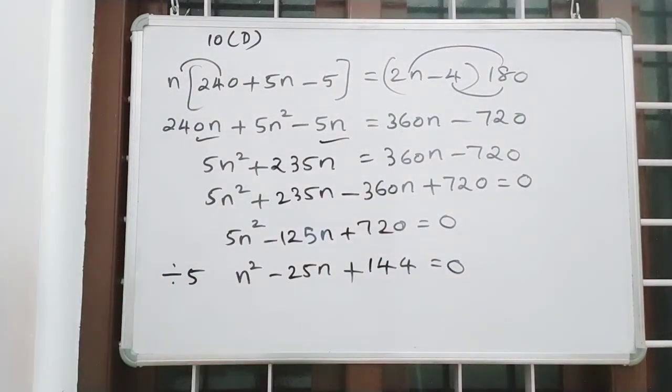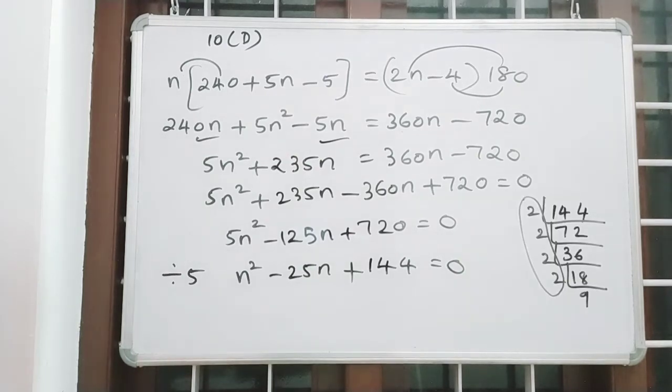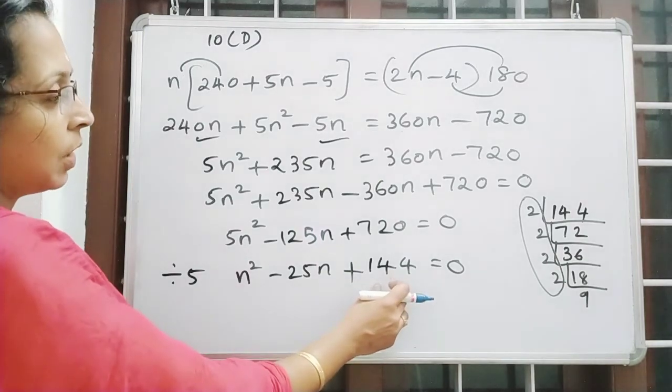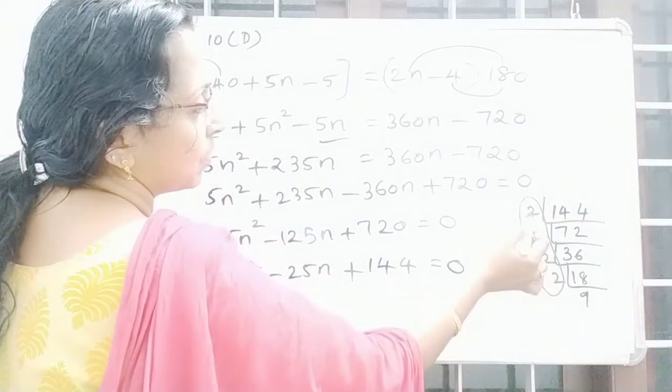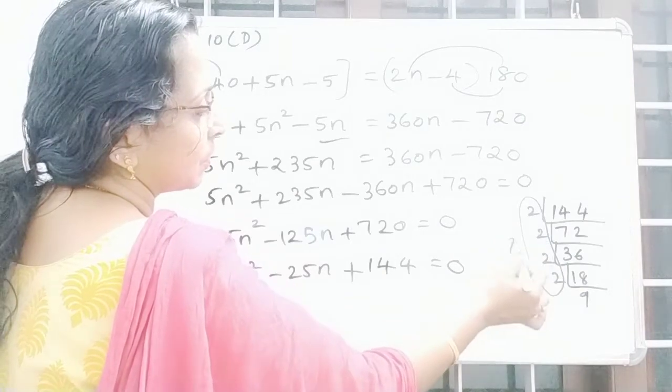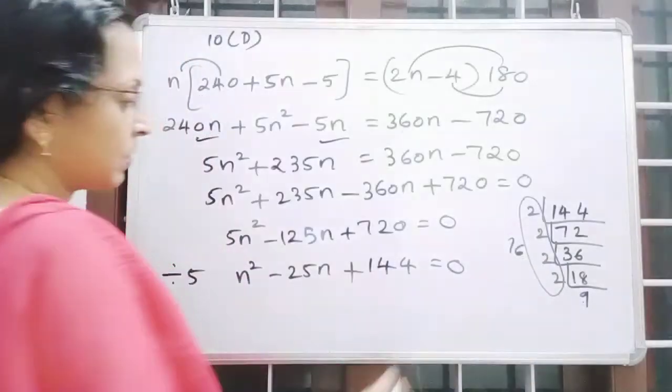Then splitting the middle term. So how can we do? Two numbers whose product is 144 and whose sum we want to get as negative 25. So factorize 144. Like this way: 2 into 2 is 4, 4 into 2 is 8, 8 into 2 is 16. 16 and 9, possible or not? Check it.